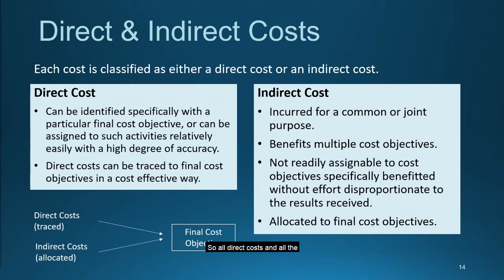So all direct costs and indirects ultimately get charged to the final cost objective, which would be either the grant award, or like I said, if you have multiple funding streams in the grant award, the individual funding streams. So next.